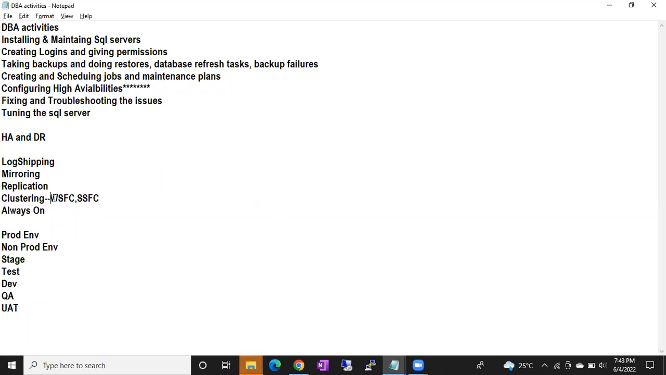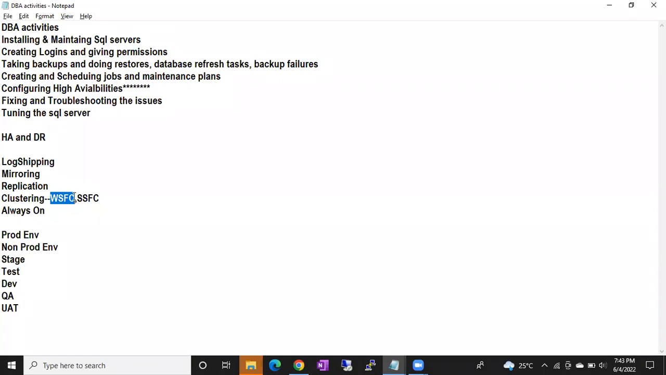In clustering, again, we have Windows Server failover clustering and SQL Server failover clustering, WSFC and SSFC. For SQL Server failover clustering, we should have knowledge of Windows Server failover clustering. I'm going to show you how to configure Windows Server failover clustering also. It's not like other trainers. Other trainers simply give you the clustering videos and say, please configure by yourself. Not like that. From day one onwards, I'll show you.